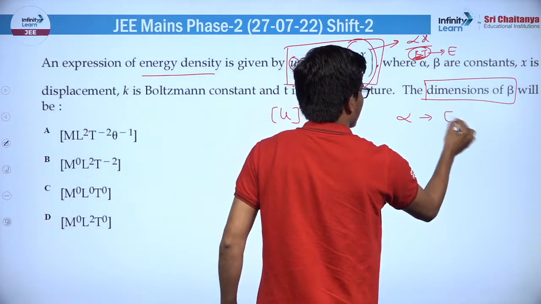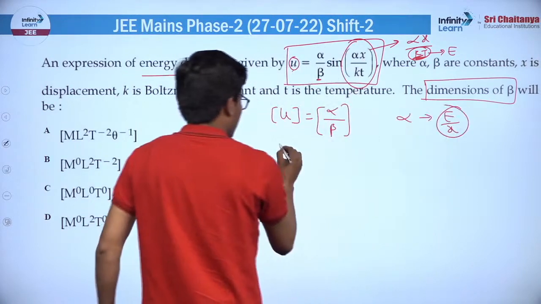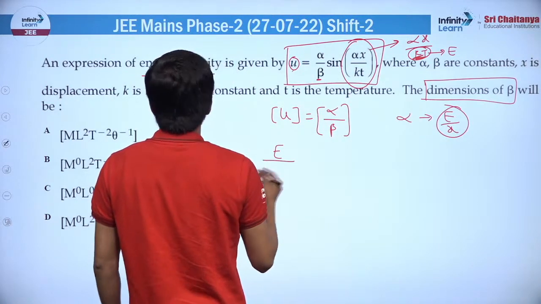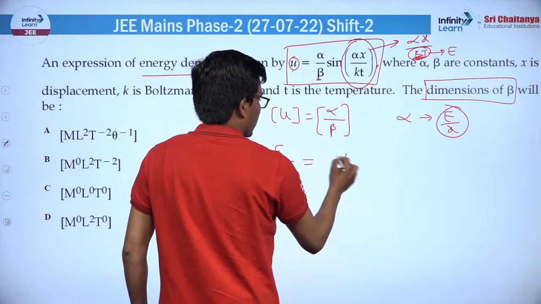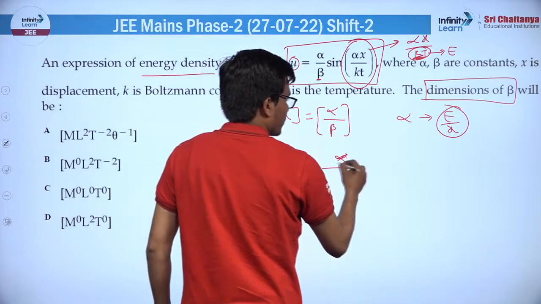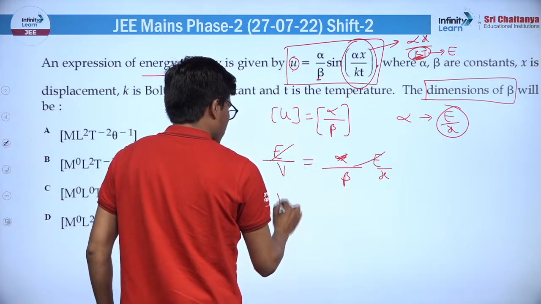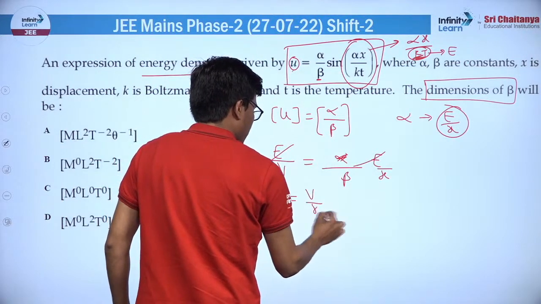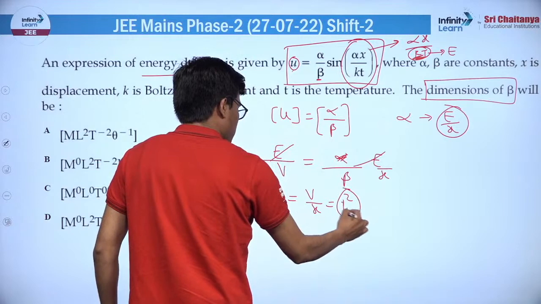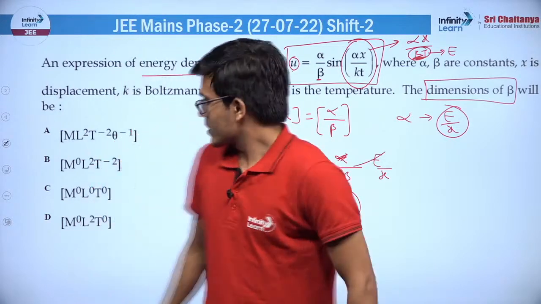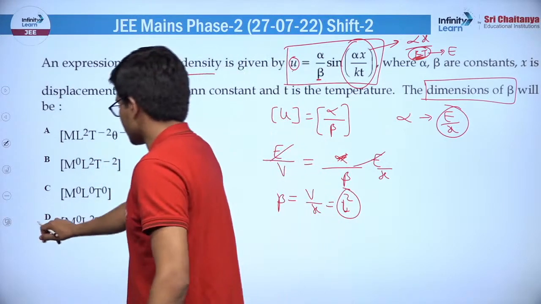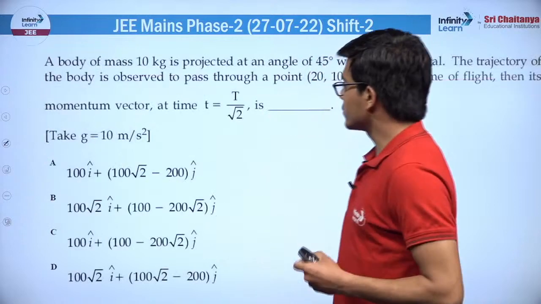So alpha's dimension will be energy by x. This is my energy density, that is energy per unit volume. Alpha we can write as energy by x, and this is beta, so energy will get cancelled and we get volume by x, that is L squared. So the dimension of beta is L squared, which matches option D. Moving to the next question.